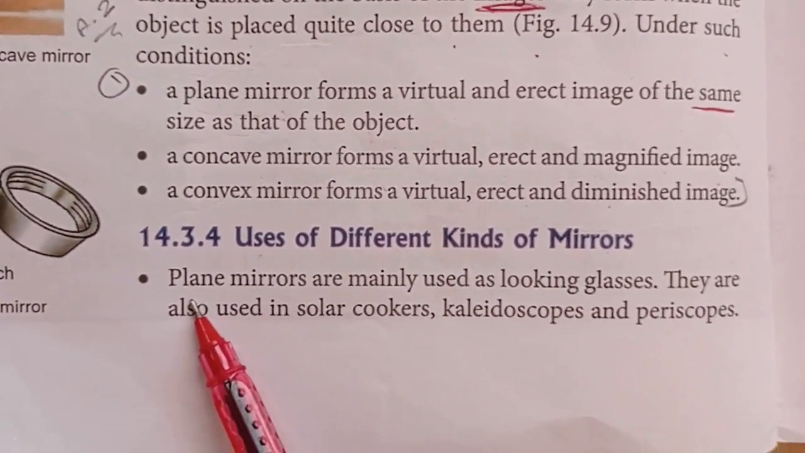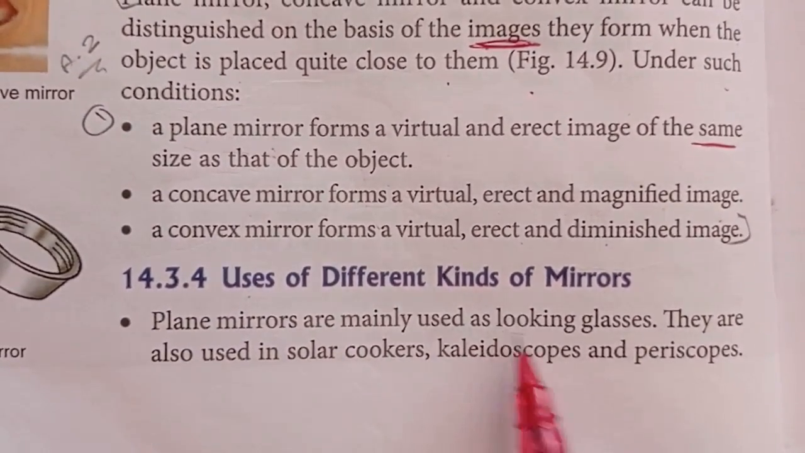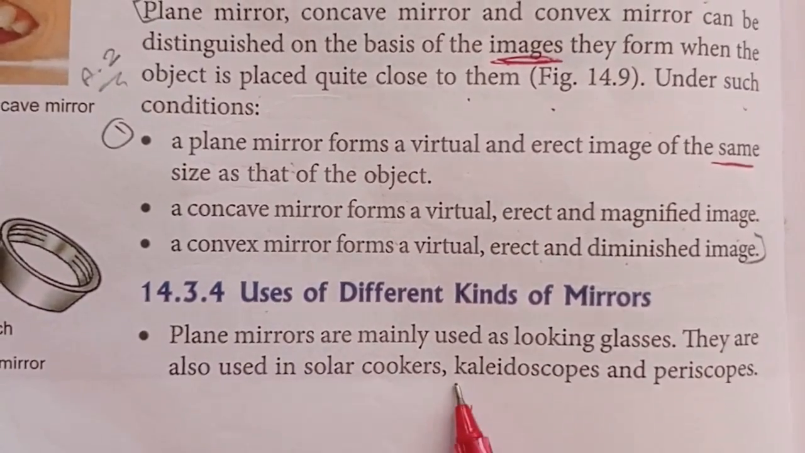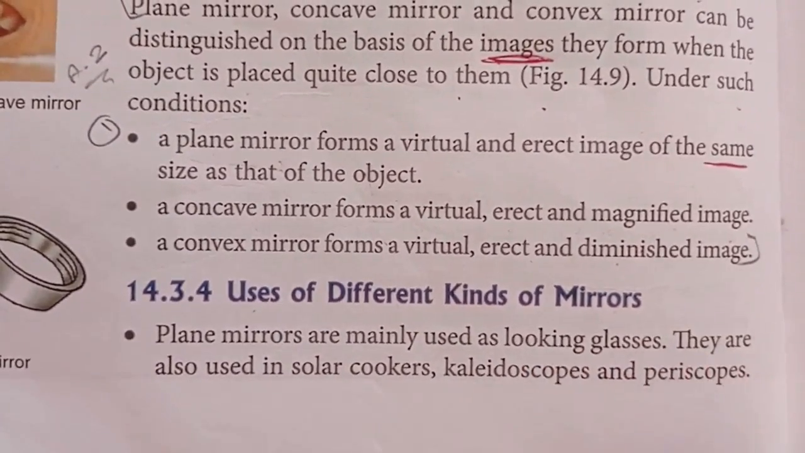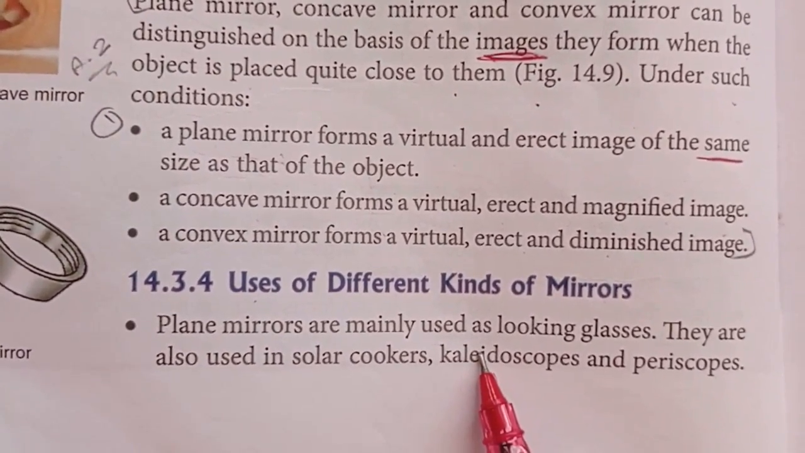Okay, now we will discuss the uses of different kinds of mirror. So first we are going for the uses of plane mirror. Plane mirrors are mainly used as looking glasses, as we see. They are also used in solar cookers, kaleidoscope and periscope. So there we use plane mirror. These are the uses of plane mirror.